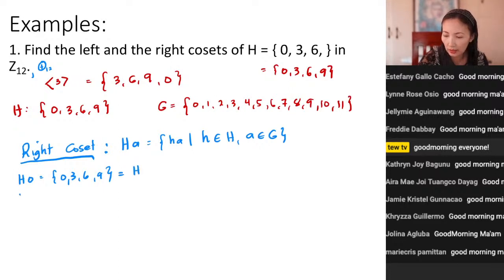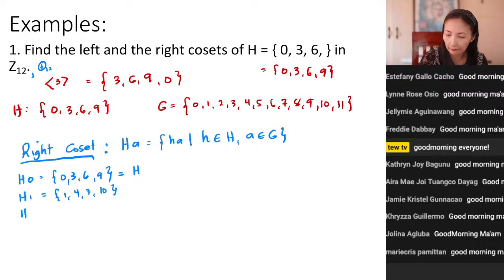Okay, H1, so just the same, all elements of H added to 1. 0 plus 1, 3 plus 1, 6 plus 1, and so on and so forth. So that will give you what? Adding 1 is the same thing as adding 1 to every element of H, giving 1, 4, 7, and 10. Plus 1: 1, 4, 7, and 10.